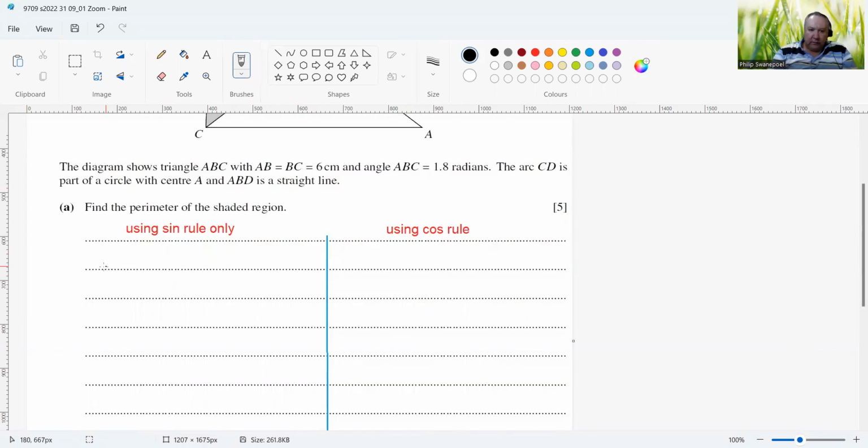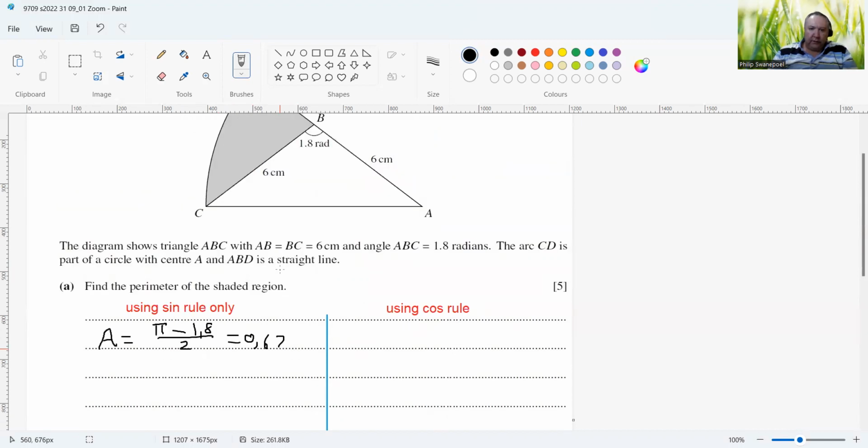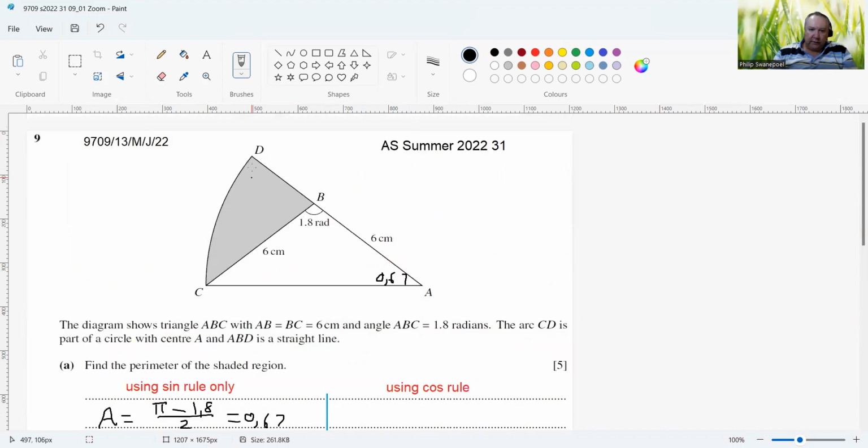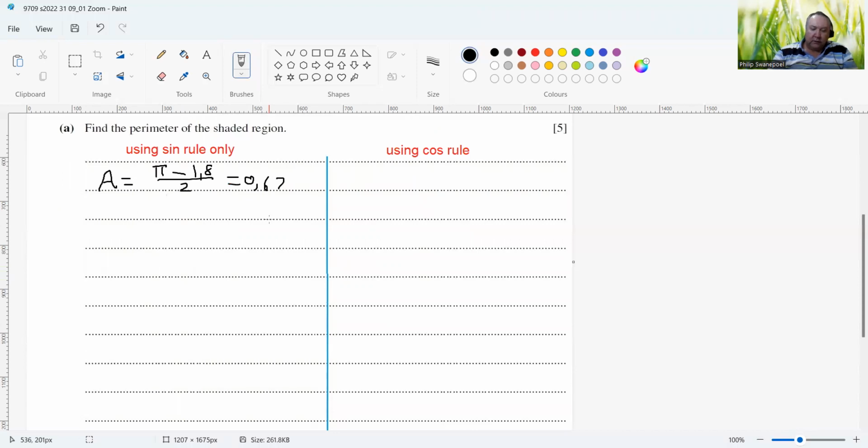So to calculate angle A, we will use that the interior angles of the triangle add up to a total of pi radians, and we're going to subtract the 1.8 and divide by 2, and that gives us 0.67 radians. Now we can use that to calculate our outstanding side AC, and because it's a radius, it will also be the same as AD.